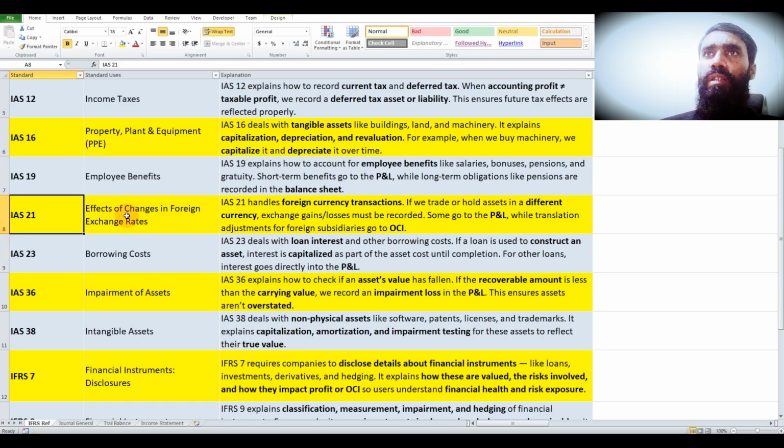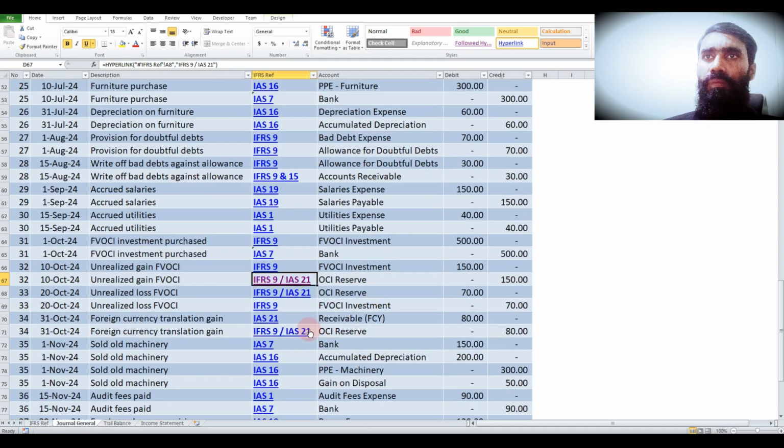effects of changes in foreign exchange rates, foreign currency transactions. If we trade or hold assets in a different currency, exchange gains and losses must be recorded. Some go to the P&L while translation adjustments for foreign subsidiaries go to other comprehensive income.